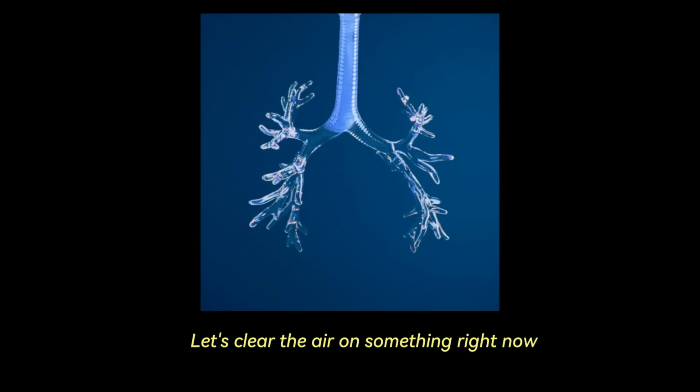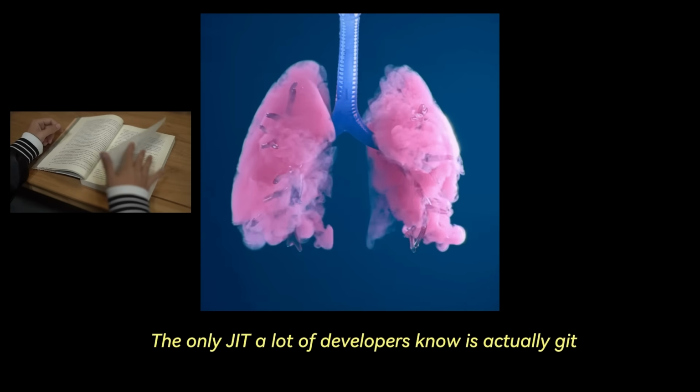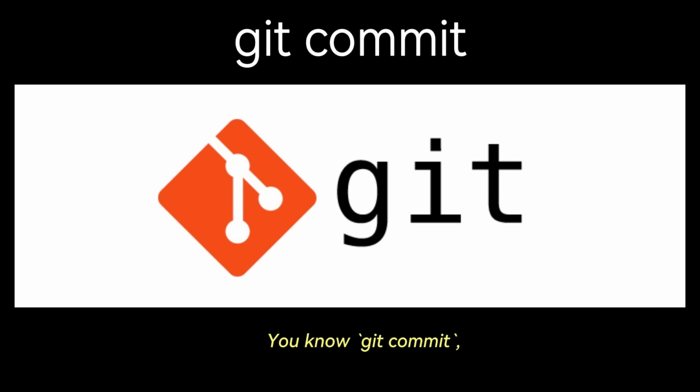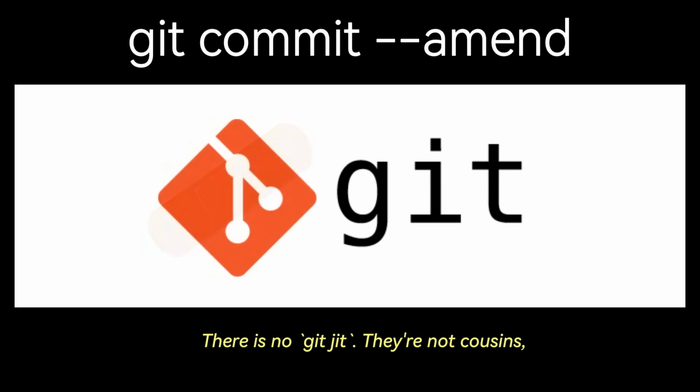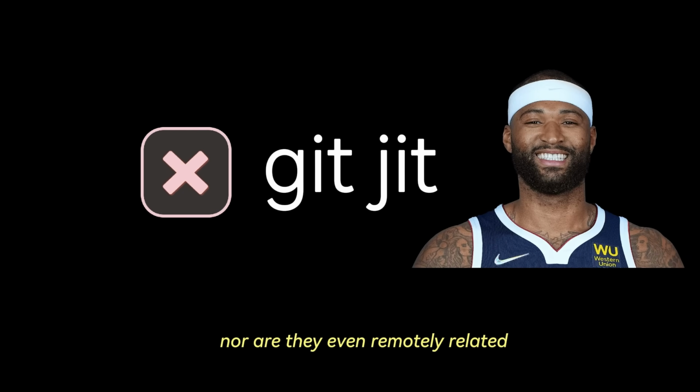Let's clear the air on something right now. The only JIT a lot of developers know is actually Git. You know, git commit, git push, git amend. There is no git JIT. They're not cousins, nor are they even remotely related.